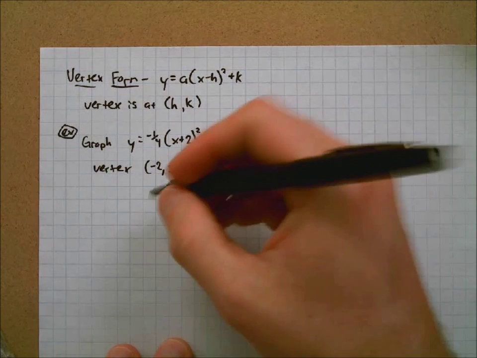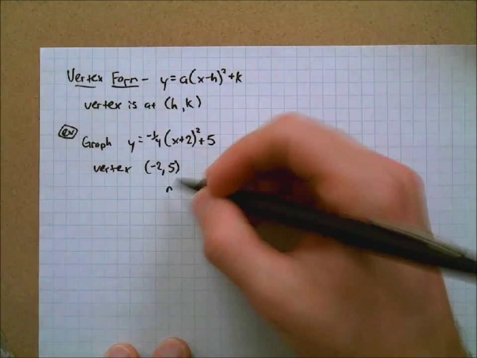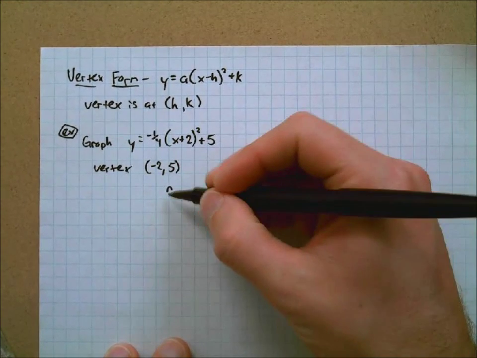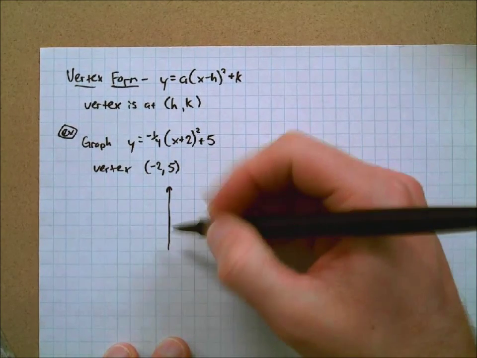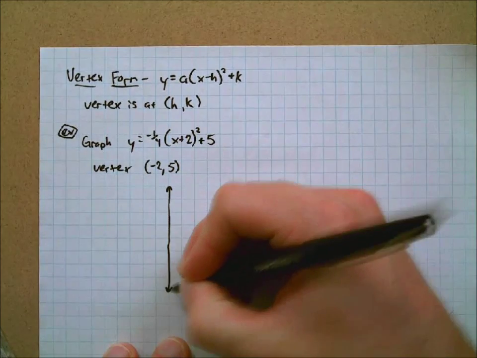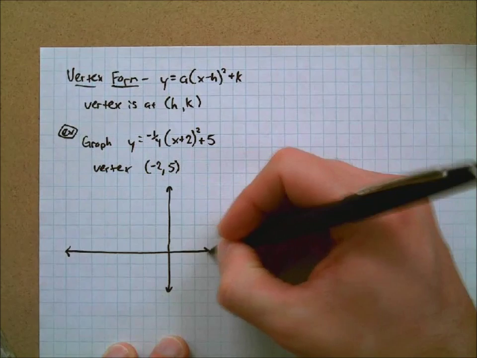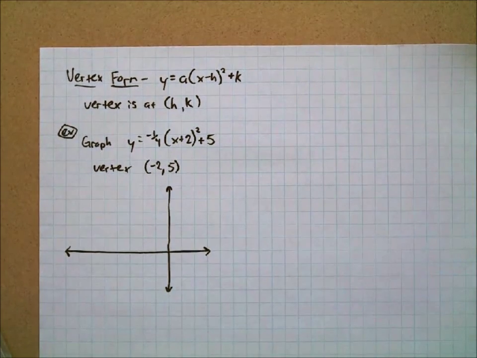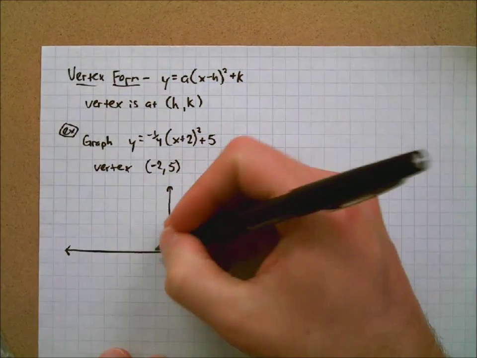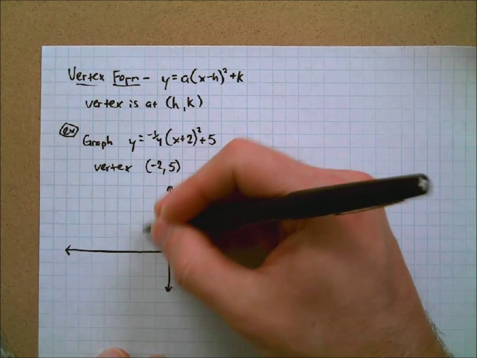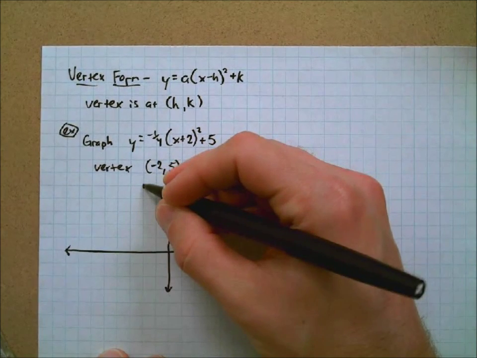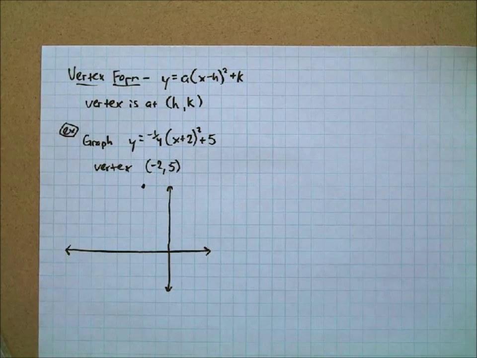All right, anywho, let's actually graph this here. Make sure I get enough space. All right, so negative 2, 5: 1, 2, 1, 2, 3, 4, 5. And again, I'm just going to count by ones. You can choose to count by other things if you want to. I'm going to count by ones. Okay. So there's negative 2, 5. And again, we'll get some more points. All right, let's pick some more points here.